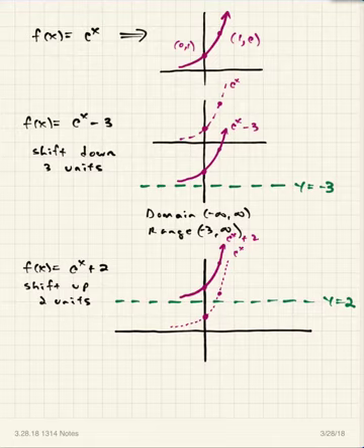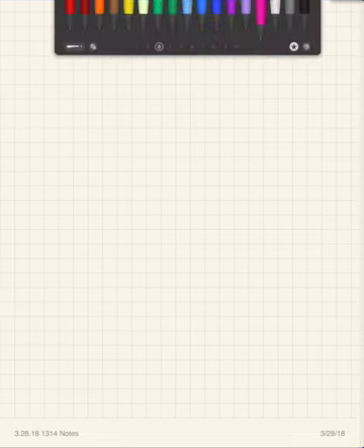So e to the x is like our basic graph at the very top of the screen here. This would be our basic function, and then the other functions below that are transformations of that basic function. All right, so definitely want you to be able to do transformations. So let's look at some more transformations.